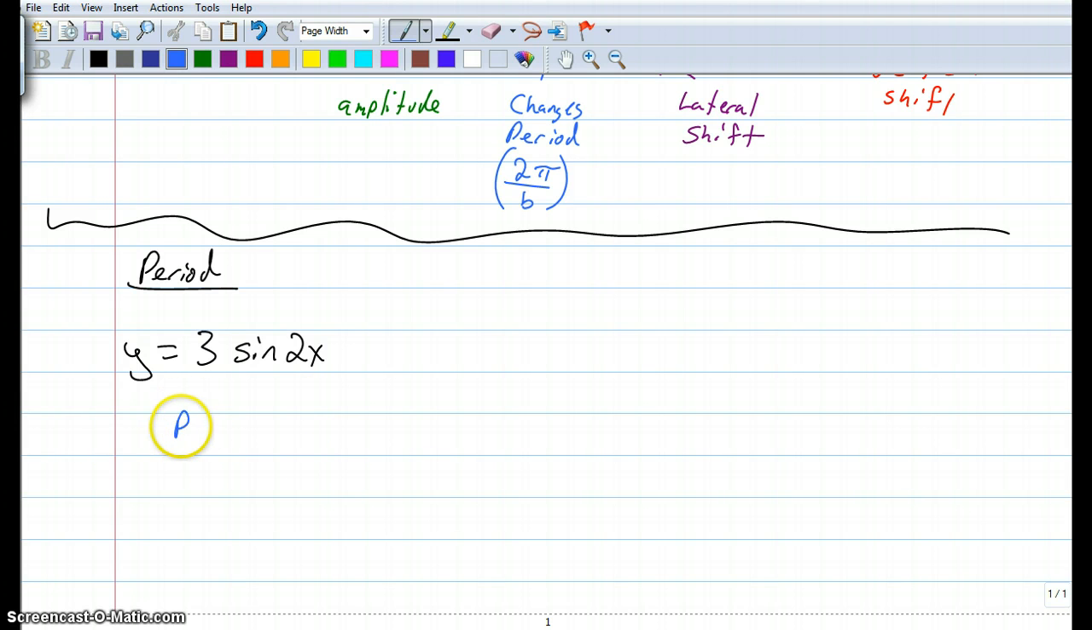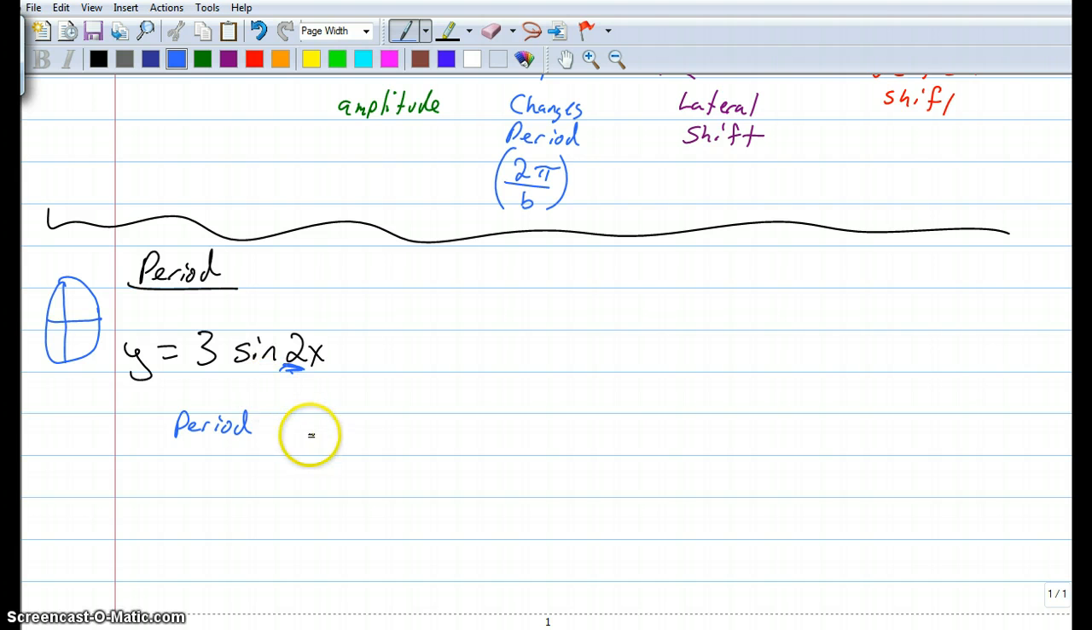Okay, so the period of this graph, normally it takes, think of the unit circle. Normally it takes 2 pi to go around. But this time it's saying 2 times whatever x is. What it's saying is this is going to go around the unit circle 2 times as fast. So while it's going around twice as fast, that means it's going to shorten the period. And I'll show you that in just a minute.